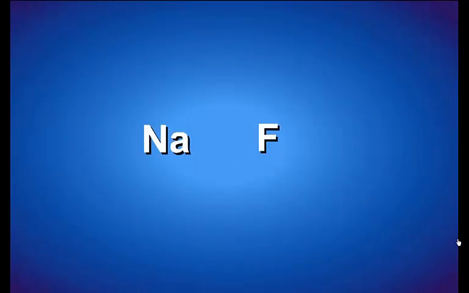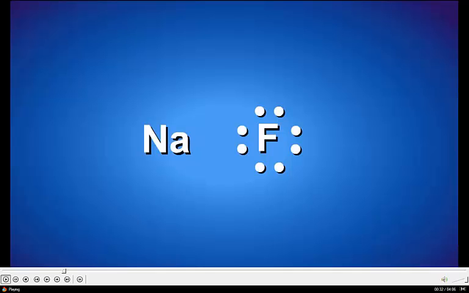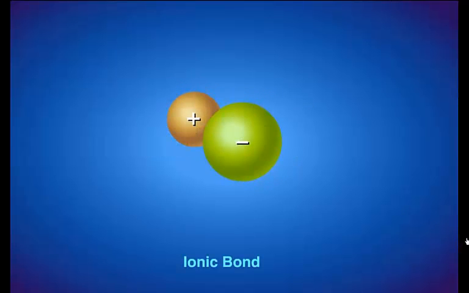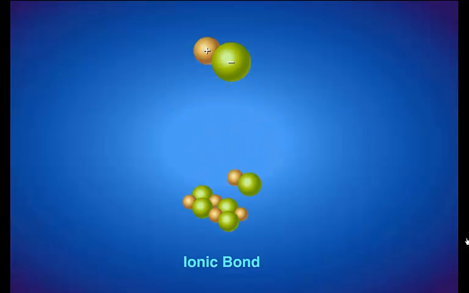Sodium has one valence electron and fluorine has 7 valence electrons. If the one valence electron of sodium is transferred to fluorine, both atoms achieve an octet of electrons. By losing one electron, sodium has a +1 charge. By gaining one electron, fluorine has a -1 charge. An ionic bond is the electrostatic force that holds ions together in ionic compounds.